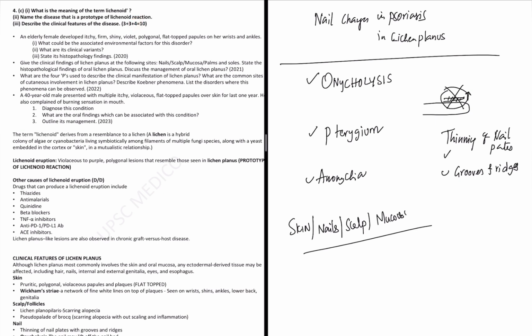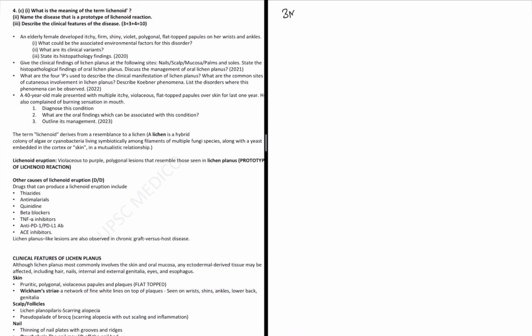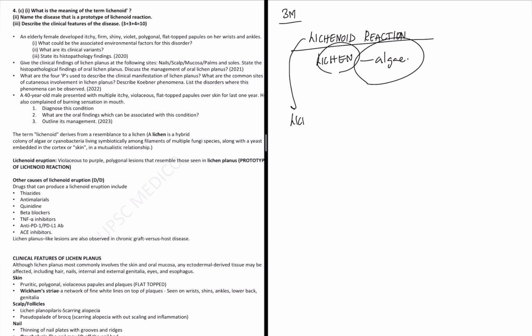Next thing is: name the disease that is the prototype of lichenoid reaction. Simple question. They're asking you for 6 marks. For the first 3 marks, what is a lichenoid reaction? Suddenly this question has confused many of the serious aspirants, because we always learn about lichen planus, but we don't know what a lichenoid reaction is. See, the term lichenoid is derived from lichen. This lichen is all about an alga. Lichen means an alga. Lichenoid reaction or lichenoid eruption means lesions which are similar to lichen planus.